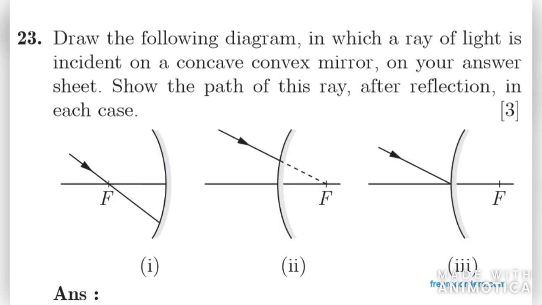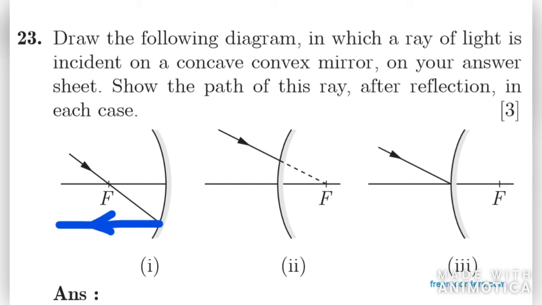Question number 23. It says, draw the following diagram in which a ray of light is incident on a concave or convex mirror. On your answer sheet, show the path of this ray after reflection in each case. So in the first one, as you can see, there is a ray of light from the focal point. Now it will be parallel to the principal axis. So you have to draw like this.